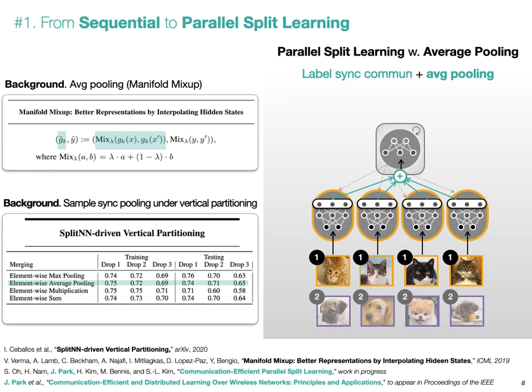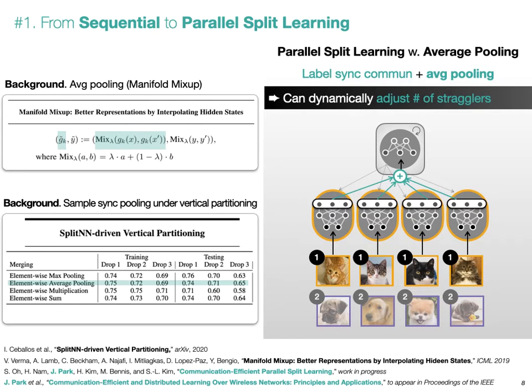To fix this problem, we can add an average pooling layer aggregating all the uploaded activations, regardless of the number of uploads. Thereby, we can dynamically adjust the number of stragglers in split learning. There are several backgrounds on this. First, average pooled representations can be viewed as equally mixed manifold representations that are known to be trained as good as separate data samples.